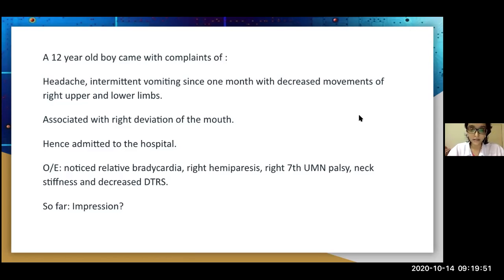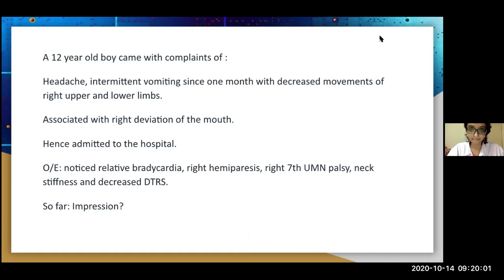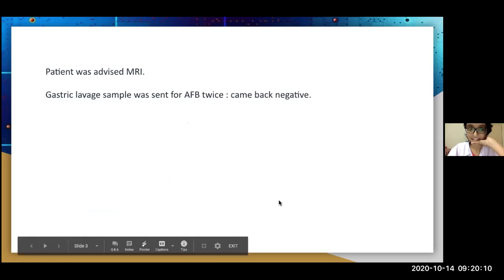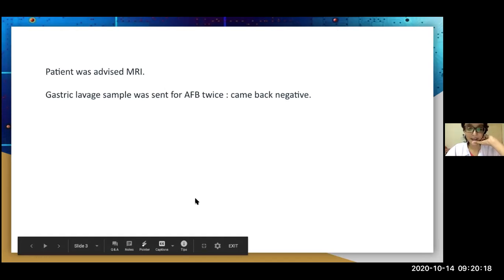So far, what is your impression? Anyone? The patient has headache and intermittent vomiting since 1 month. Any impression? Okay, I'll go ahead. It can be a mass, an intracranial mass, or something like that. Initial evaluation, yeah. Okay, thank you.